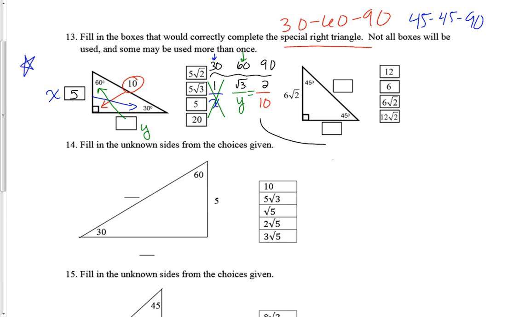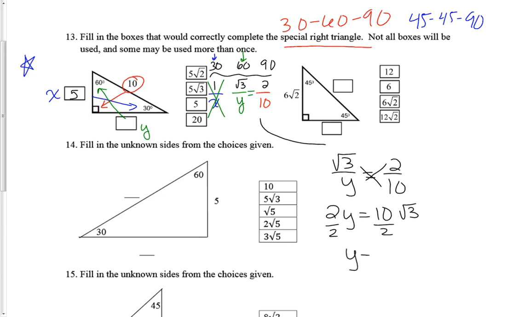So I have the square root of 3 over y is equal to 2 over 10. I cross multiply and get 2y is equal to 10 times the square root of 3. To get y by itself, I divide both sides by 2. That gives me y is equal to 5 square root of 3. Because this 2 is not under a square root, I divide it only into the 10. And 10 divided by 2 gives me the 5. And again, I need to fit that in my box: 5 square root 3.